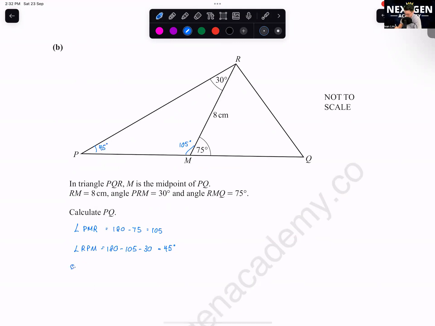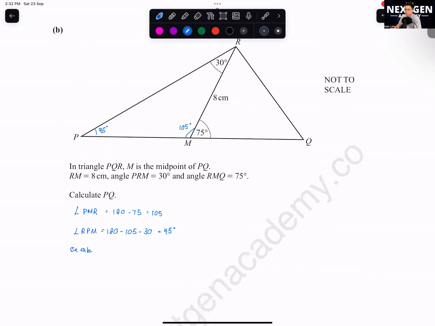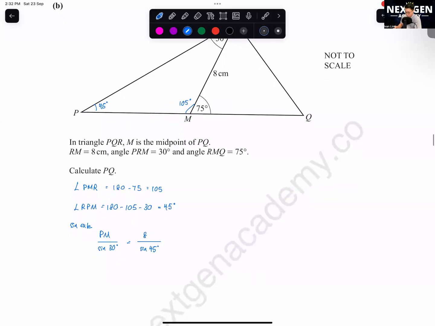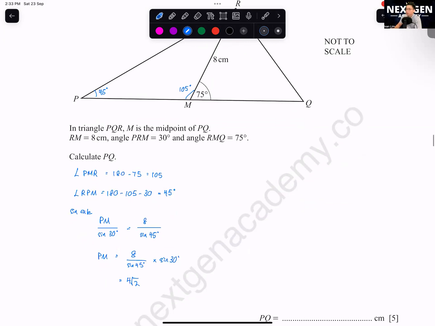We're going to use the sine rule here to find PM. PM over sine 30 equals 8 over sine 45 degrees. So PM will be equal to 8 over sine 45 multiplied by sine 30 degrees. Type it in the calculator. The calculator will show you 4 root 2.